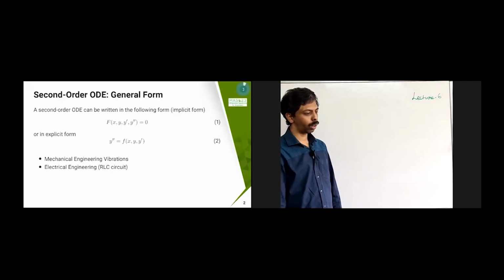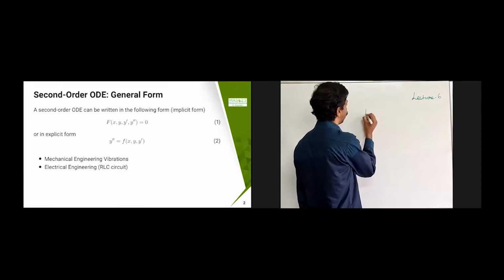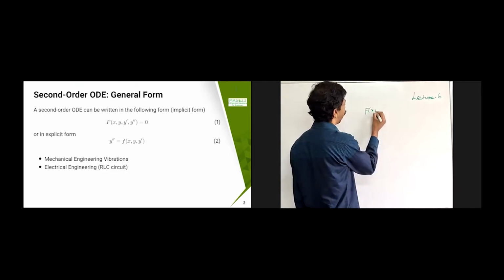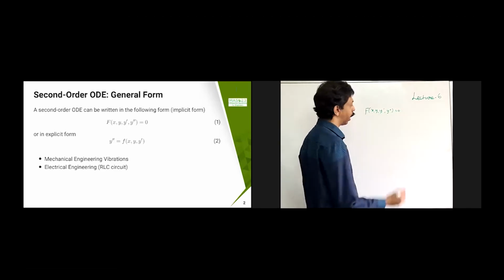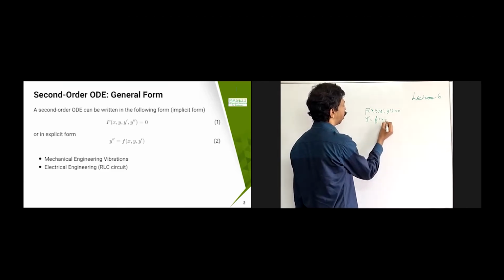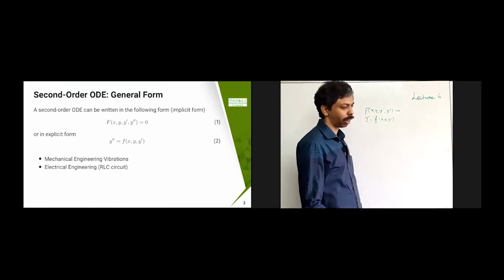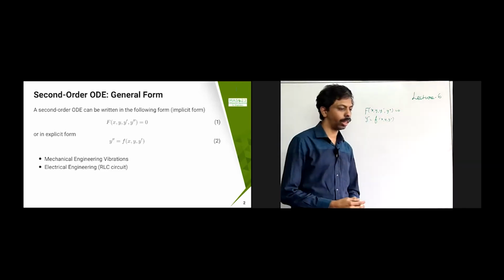So the second order ODE, as we did in the last one, has an implicit and explicit form. So here also you can do the same thing. The implicit form I can write as F of x comma y comma y dash comma y double dash equal to 0, or I can write it as y double dash equal to f of x comma y dash. So these are the two formats I can write for the second order ODE, in the implicit form and explicit form.